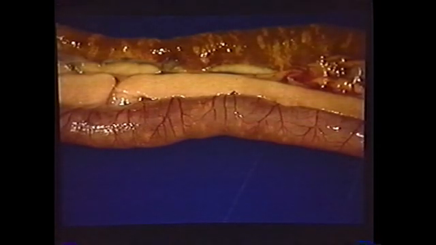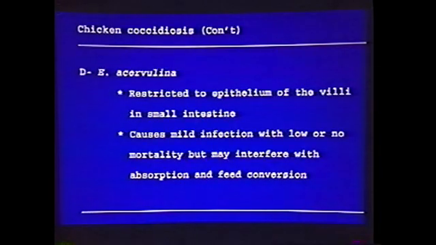You can see them again here. Here's the duodenum, pancreas. You can see the areas of necrosis in the form of transverse white bands, but you can see them also from outside, from the serosal surface, as white spots. Eimeria acervulina.